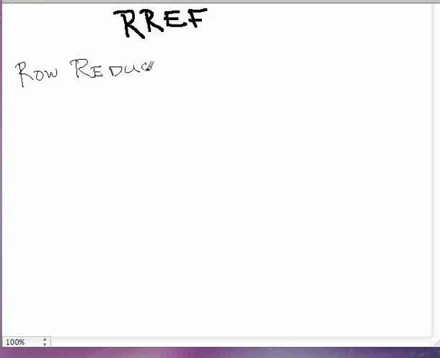Okay, I want to talk a little bit about RREF, which hopefully you've seen appearing throughout the chapters. And it just basically stands for, actually it does stand for row reduced echelon form. Right? So it's simply a way of programming row operations into a computer so that you can use it.